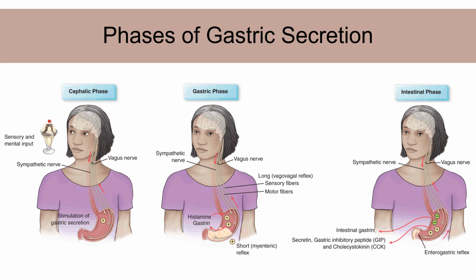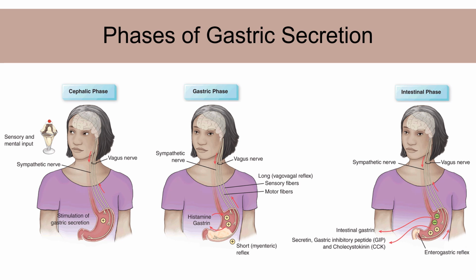So the next image is from your textbook, and it depicts the phases of gastric secretion. Gastric is our stomach, so it is preparing for food. It needs extra enzymes as extra secretions to help break down whatever we're taking in. So the first phase starts in the cephalic phase. Cephalic meaning head, brain, mental. So this is where we have sensory and mental input.